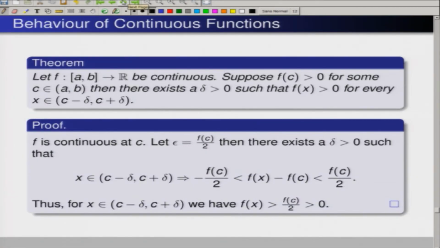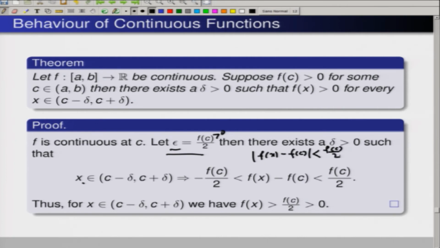So, the proof: f is continuous at c, which means what we want to see is that if, in a neighborhood, f is greater than some positive number, we will be done. Now, you take epsilon to be f(c)/2. So epsilon is positive because f(c) is positive. Therefore, there exists a delta for this epsilon such that whenever x lies between c minus delta and c plus delta, the modulus of f(x) minus f(c) is less than epsilon, that is f(c)/2.